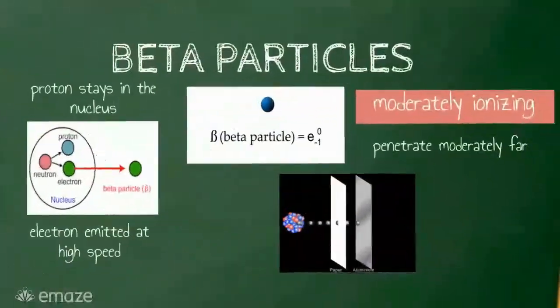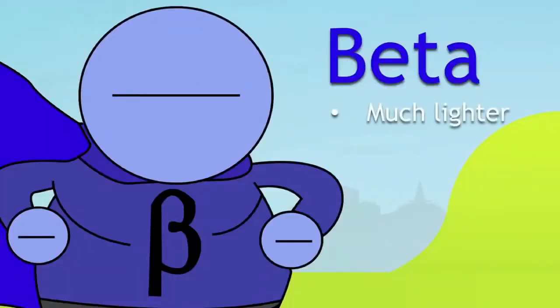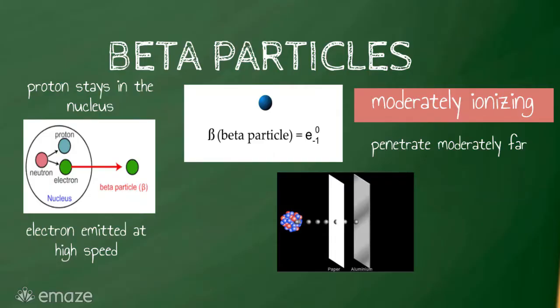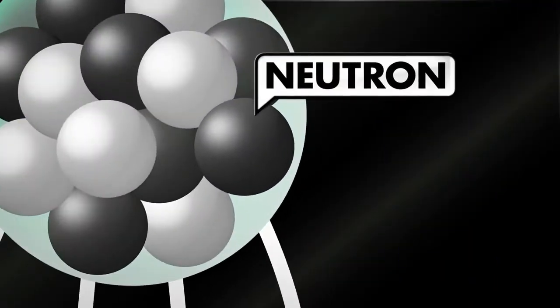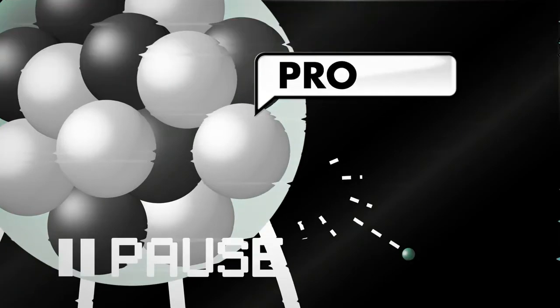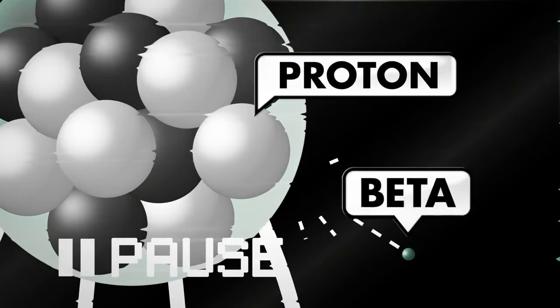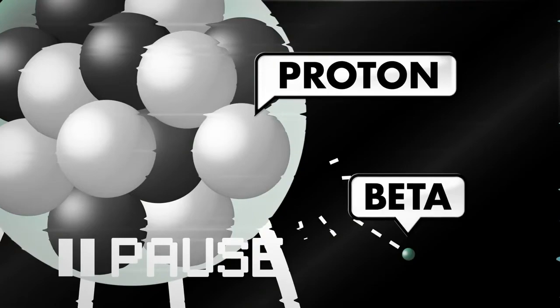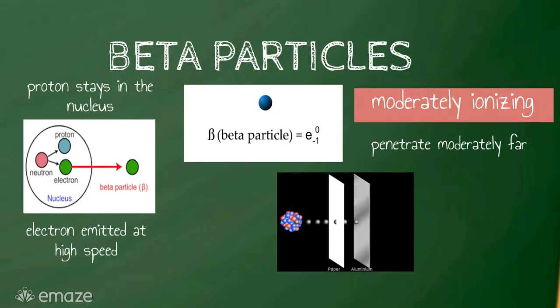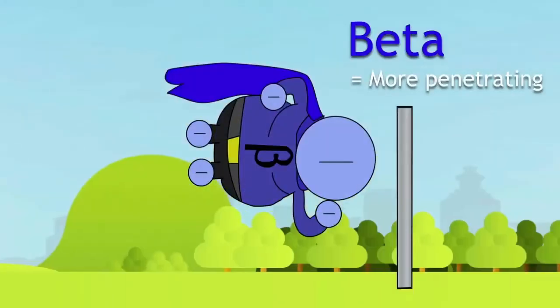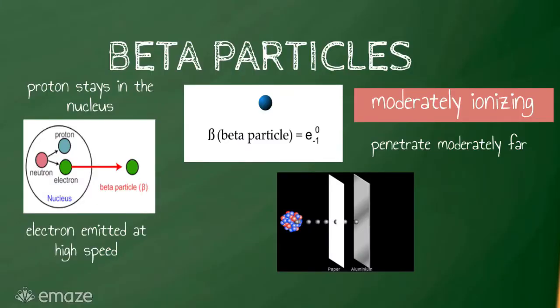Next up, we have beta particles, which are just electrons, so they have a charge of -1 and virtually no mass. Now, the weird thing is that electrons aren't emitted from one of the atom's shells. Instead, one of the atom's neutrons decays into a proton and an electron. The proton stays in the nucleus, but the electron is emitted out at high speed. Because beta particles are pretty tiny, they are moderately ionizing, and they penetrate moderately far into material. For example, it would take several meters of air or about 5 millimeters of aluminum to stop them.